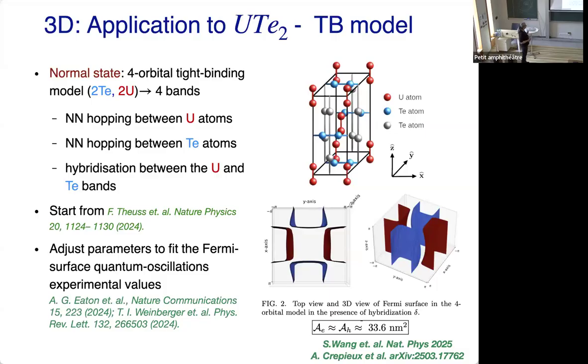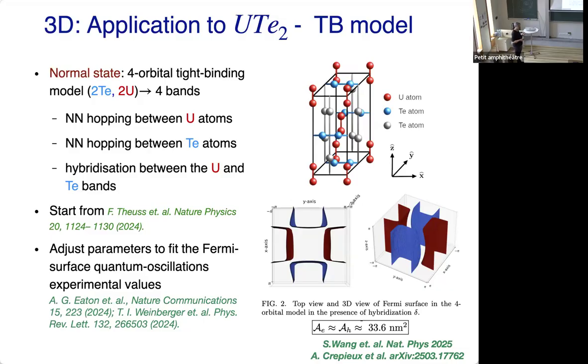The tight-binding Hamiltonian for this system has terms which describe nearest neighbor hopping between uranium atoms, between tellurium atoms, and some hybridization between the uranium and the tellurium bands. We're not deriving this by actual tight binding; we are just putting in the hybridization between the uranium and the tellurium bands phenomenologically. The recent model which is describing this, and I have to say, it's a mess. There are a lot of terms that you can put. It's a very messy model.